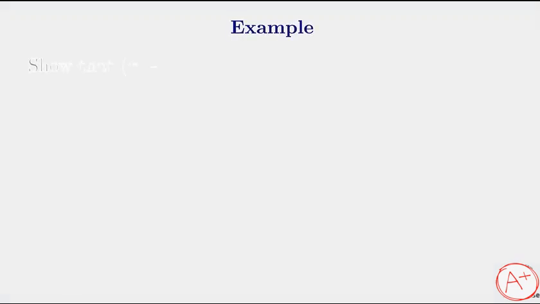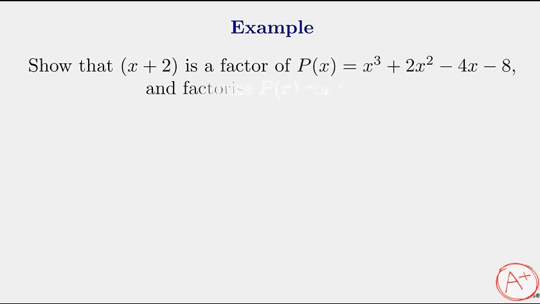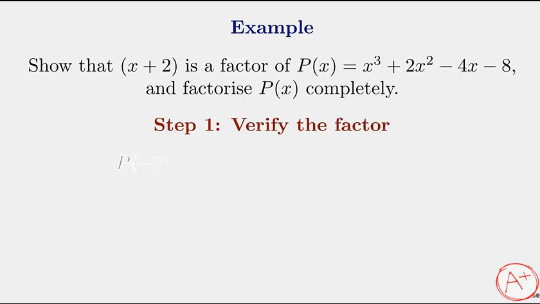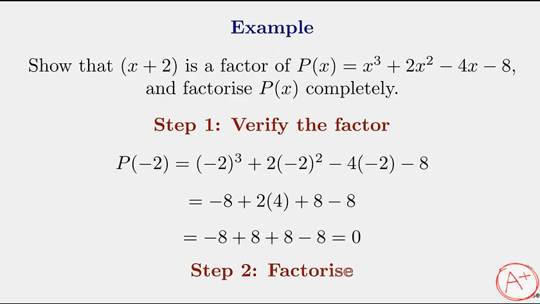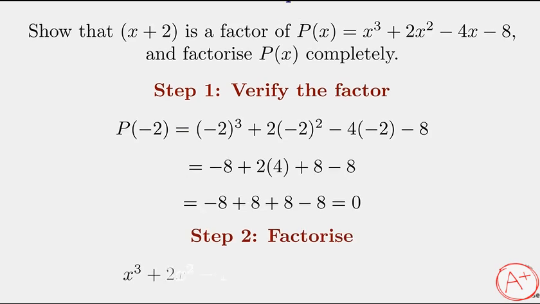To show that x plus 2 is a factor, we must prove that the remainder is 0 when x equals negative 2. Let's calculate this. Negative 2 cubed is negative 8. Negative 2 squared is positive 4. The terms cancel out to give 0. Since p of negative 2 is 0, we have confirmed that x plus 2 is indeed a factor. By dividing the polynomial by x plus 2, we are left with the quadratic x squared minus 4.